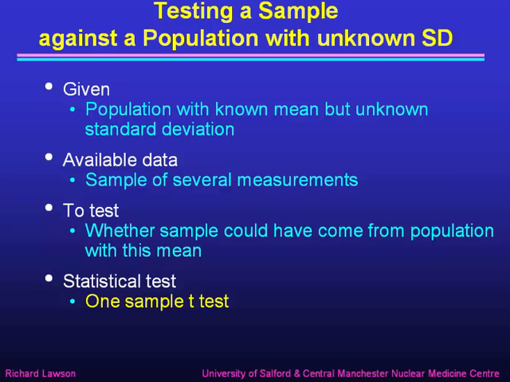So we're given a population, we know the mean, but we don't know the standard deviation of the population. The data we have available are our sample of several measurements, and we want to test whether the sample could have come from the population with this mean. The statistical test that we're going to use is the one sample t-test. Remember, we used the one sample z-test when we knew the standard deviation. Here we're using the t-test because we don't know the standard deviation.